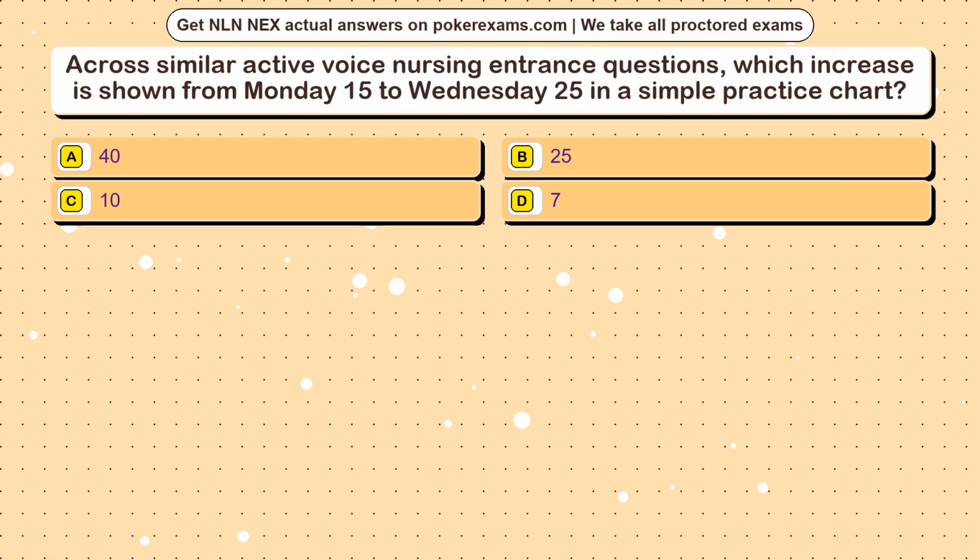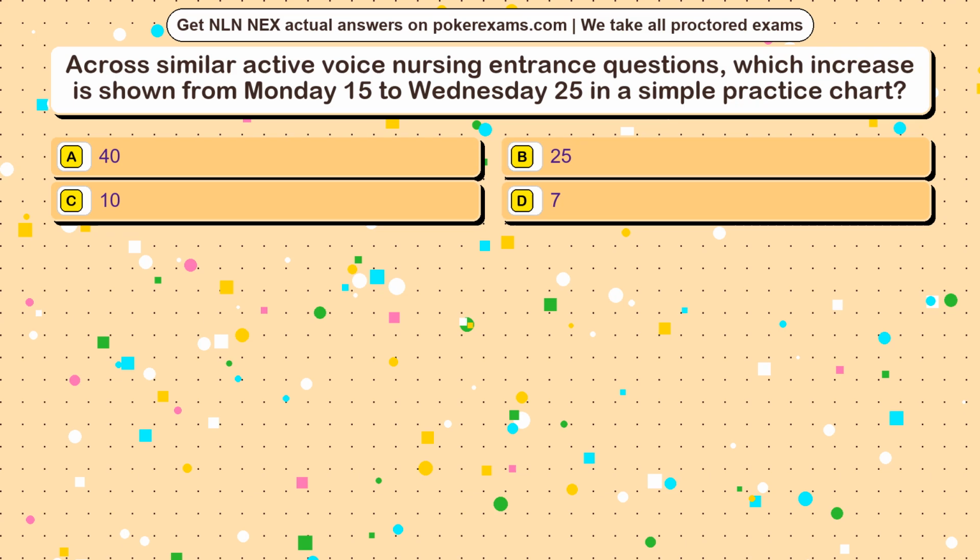Question 20. Across similar active voice nursing entrance questions, which increase is shown from Monday 15 to Wednesday 25 in a simple practice chart? Option A, 40. Option B, 25. Option C, 10. Option D, 7.